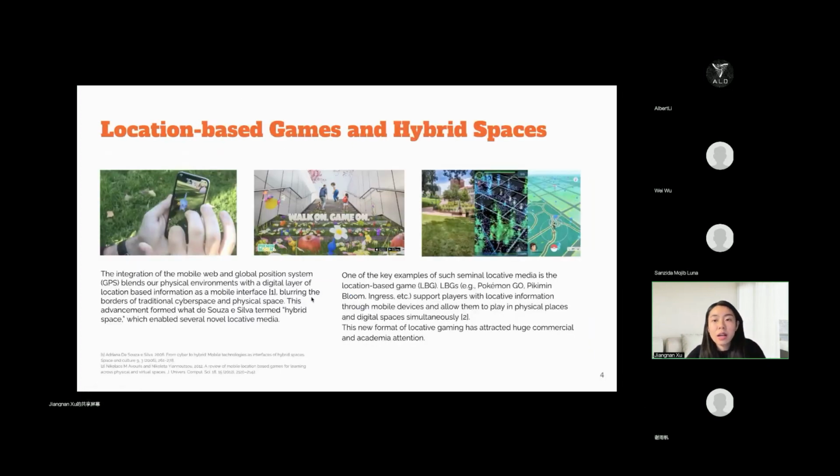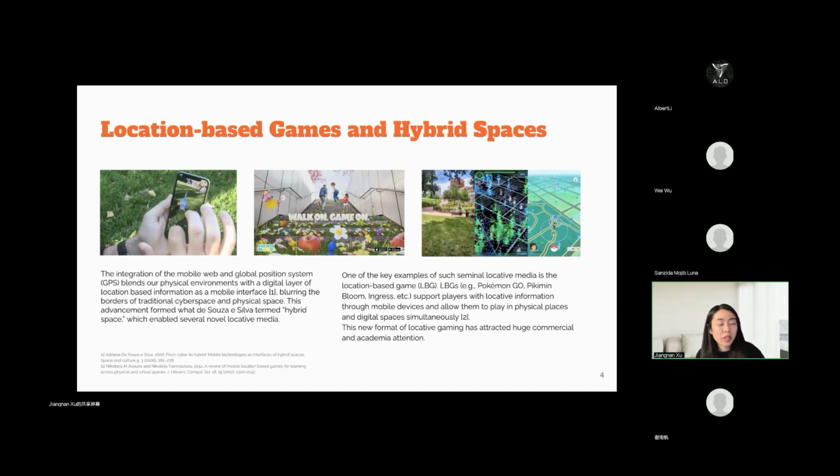In hybrid spaces, one of the key examples of such seminal locative media is location-based games. Location-based games are a type of game integrating the mobile web and global positioning system, blending our physical environments with a digital layer of location-based information as a mobile interface, and blurring the boundaries of traditional cyberspace and physical space.